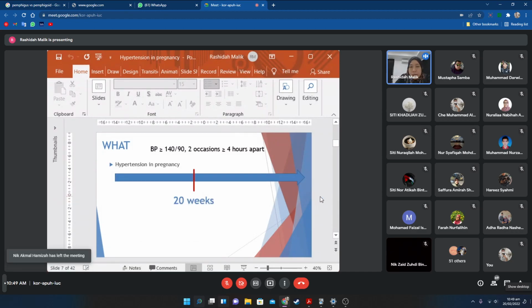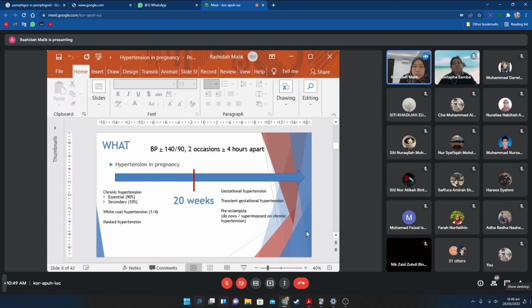So you look at the pregnancy as a journey. You go from early pregnancy until term. So we take a cutoff point of 20 weeks. Before 20 weeks, there are chronic hypertension, white coat hypertension, and also masked hypertension. After 20 weeks, you have gestational hypertension, transient gestational hypertension, and also preeclampsia. And preeclampsia could be a new onset preeclampsia, or you could have a preeclampsia which is superimposed on chronic hypertension.